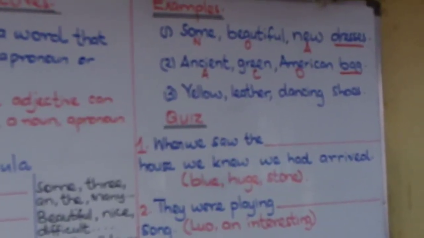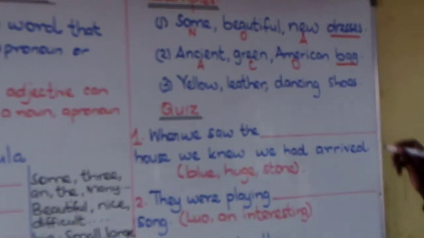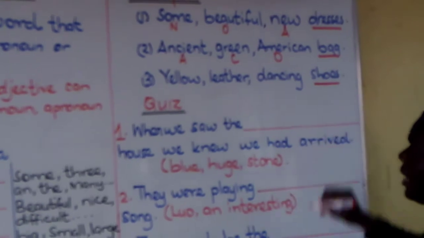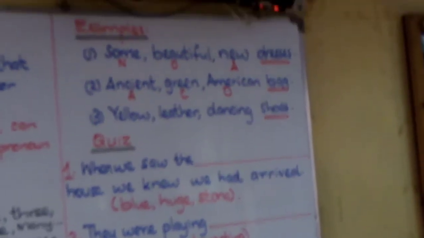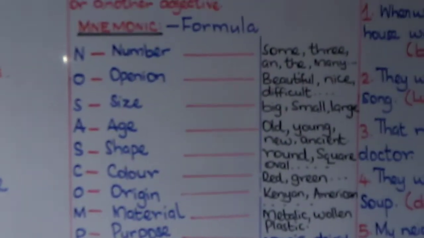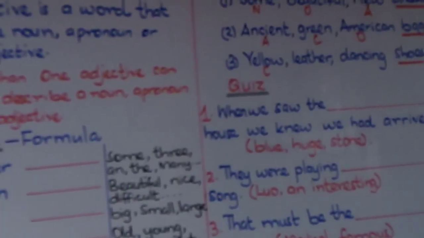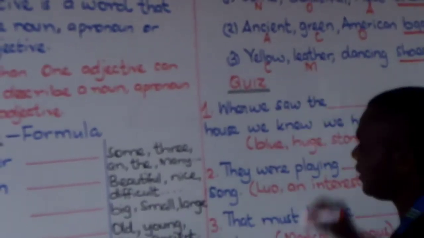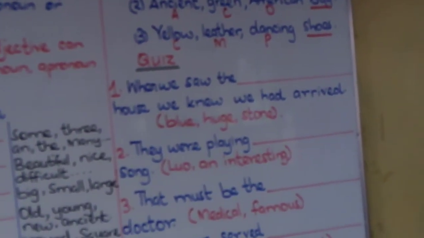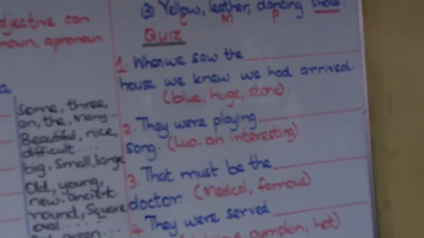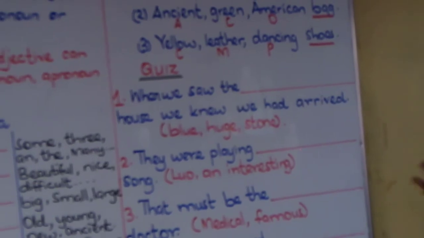Now let's look at the next example. Yellow leather dancing shoes. Shoes here is the noun being described by these three adjectives. Let's look at where they are found on the order. Yellow is color. So this is color. Now color begins. Leather, material. And dancing is the purpose. You can see that arranged in the right order. Yellow, leather, dancing, shoes. Boys and girls, did we understand that?